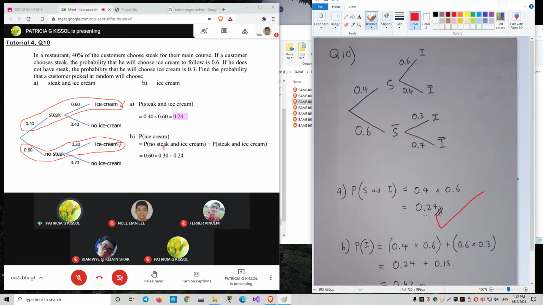So you have 0.6 here times 0.3, which corresponds here. And since you already obtained steak and ice cream, which is 0.24, you just calculate this one, which gives us 0.42 as the answer.